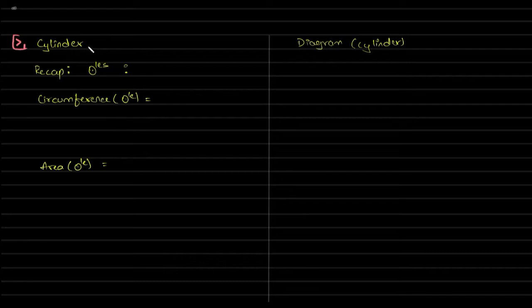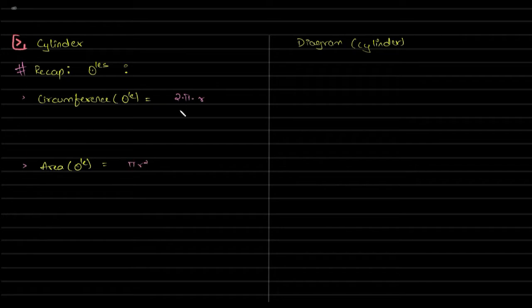The next structure is the cylinder. Before we begin looking into the formulas relating to the cylinder, we need to recap about circles. So what is it that we need to look at? We need to look into the circumference of the circle and the area of the circle. The circumference of the circle is 2 pi r, while the area is pi r squared.